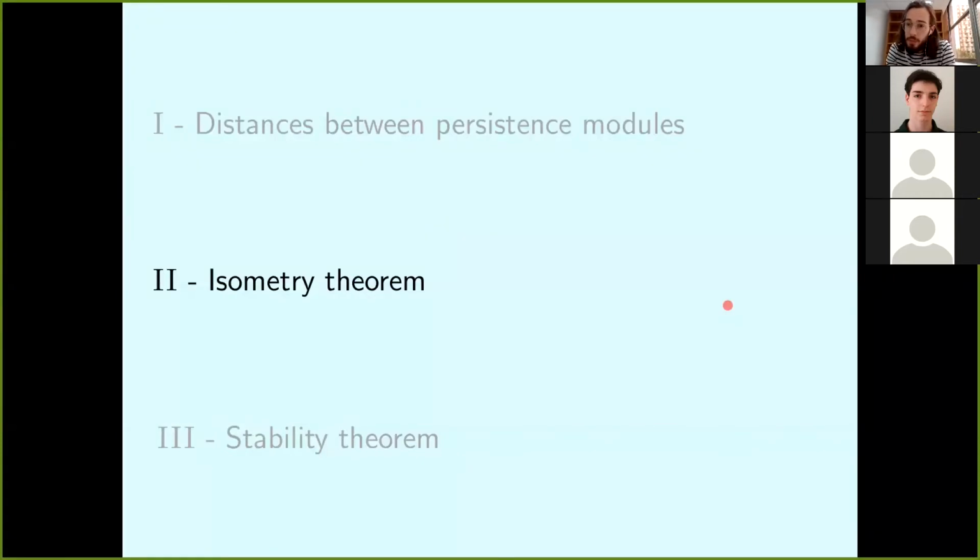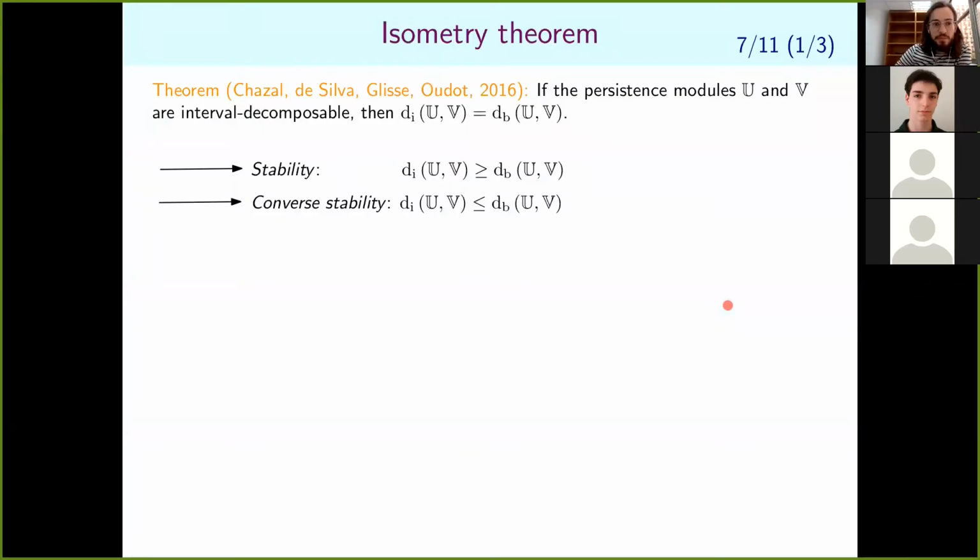Okay. Isometry theorem. It is stated here. Consider two persistence modules, U and V. Suppose that they are interval decomposable. Okay, so we can consider their barcode and their bottleneck distance. In this case, the interleaving distance between the persistence modules is equal to the bottleneck distance.